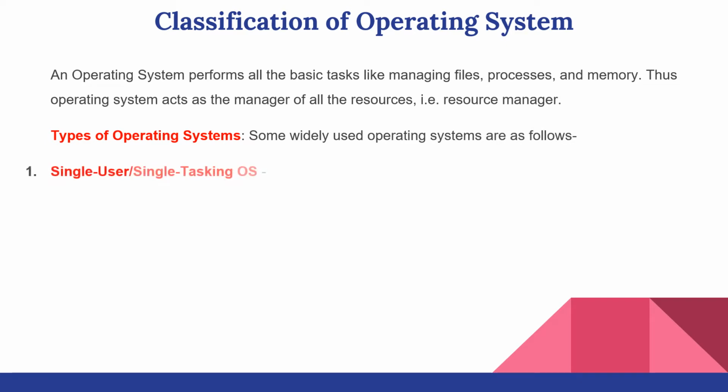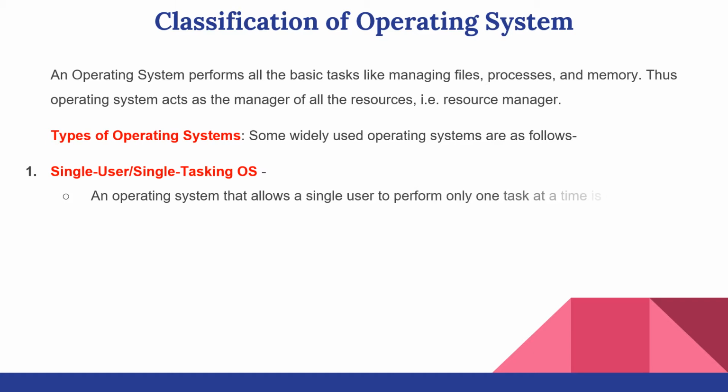The first one is single user, which is also known as single tasking OS. An operating system that allows a single user to perform only one task at a time is called a single user, single tasking operating system. Functions like printing a document, downloading images, etc. can be performed only one at a time. Examples include MS-DOS, Palm OS, etc.